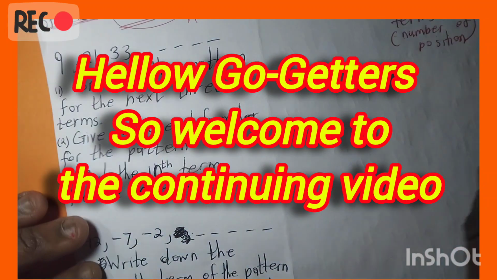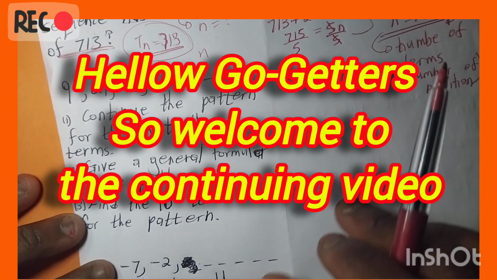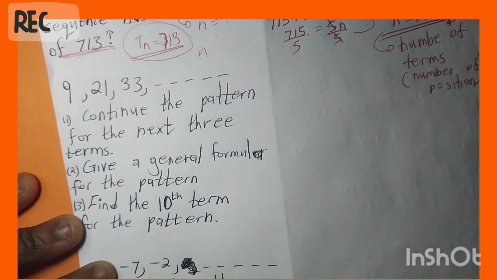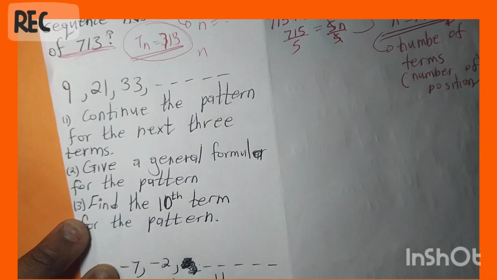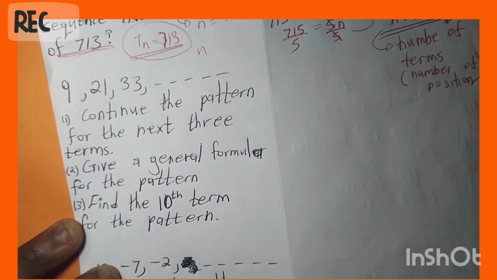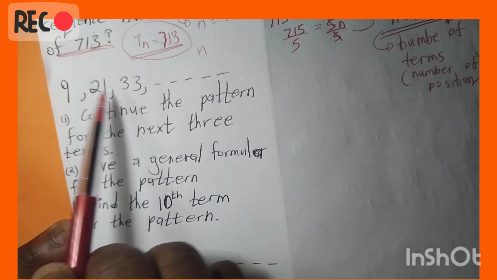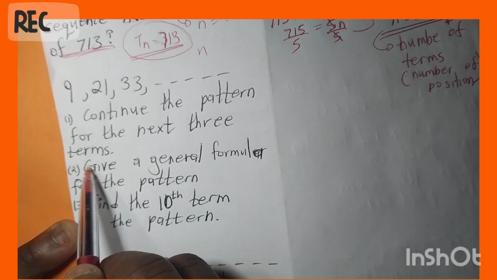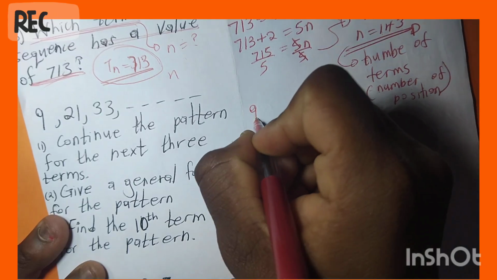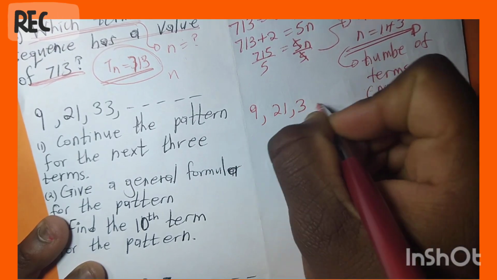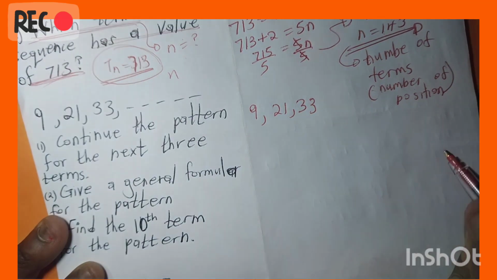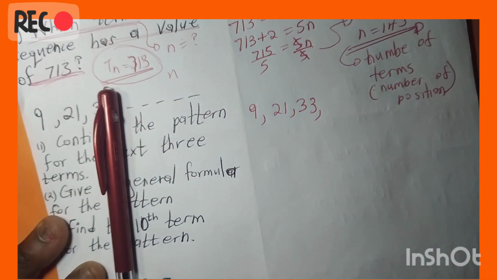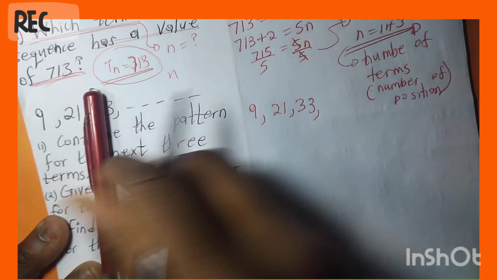So now here's the next question. You can even stop the video and try this. For you to solve this, they say to continue the pattern for the next 3 terms. So here, this is the pattern that I have, 9, 21, 33. They need you to continue the pattern for the next 3 terms.